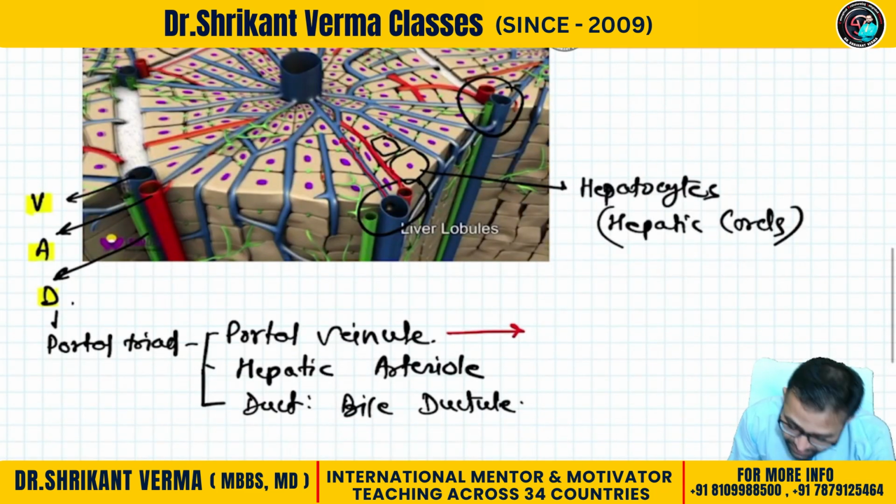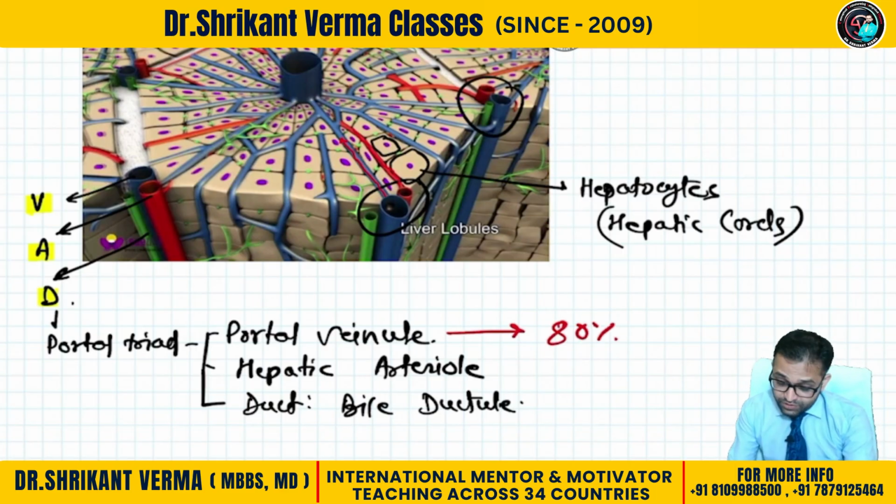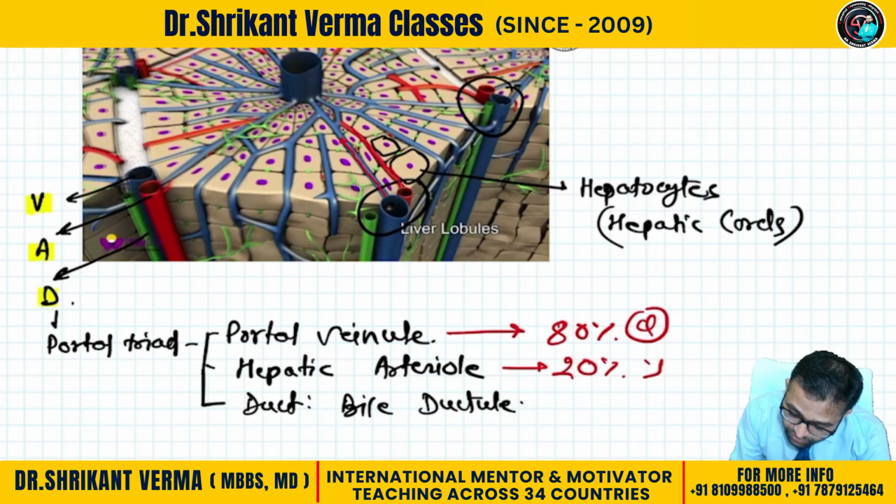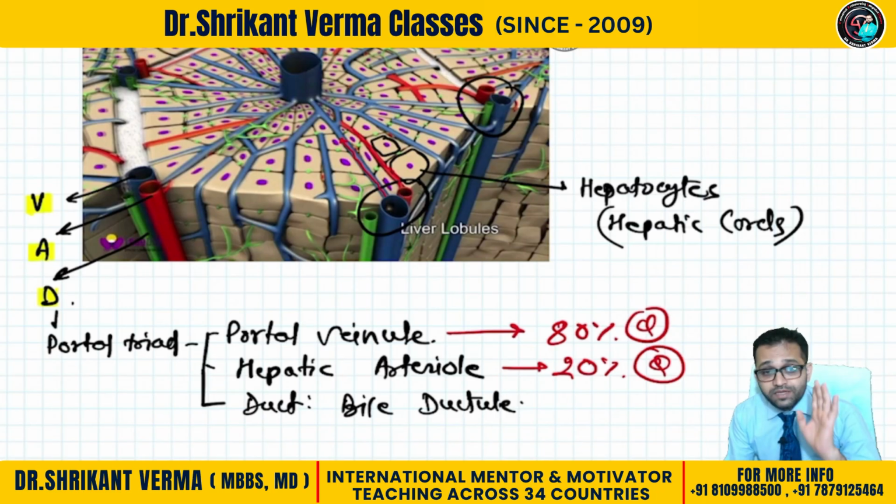Remember, liver's blood supply: portal vein or portal venule is giving 80% of the blood, MCQ from your side, while the hepatic artery or arteriole is giving only 20% of the blood, MCQ. So the main blood supply to the liver is the portal vein, not the hepatic artery.